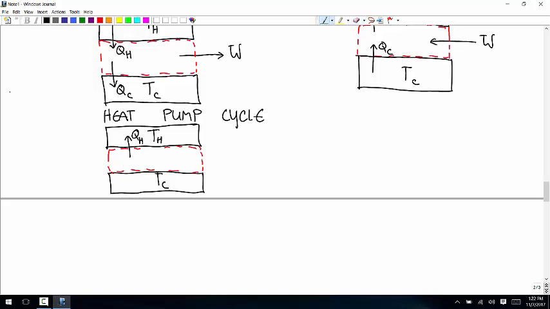Your system is cooler than the house. So in order to do that, you need to do work on the gas. And you're also bringing heat in from the cold region. So that's Q sub C.